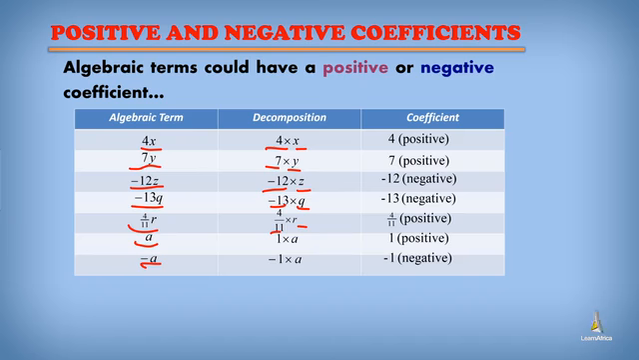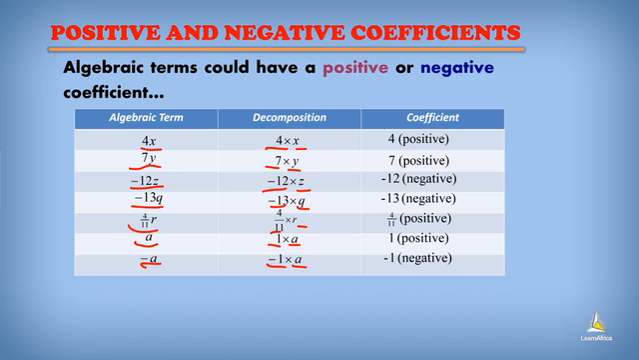Here we have 1 multiplied by a as the decomposition for a. There's an invisible one we can't see there, but here in the decomposition we have to show it. Then we also have minus 1 multiplied by a as the decomposition for minus a.